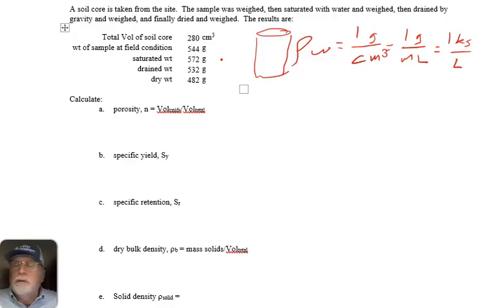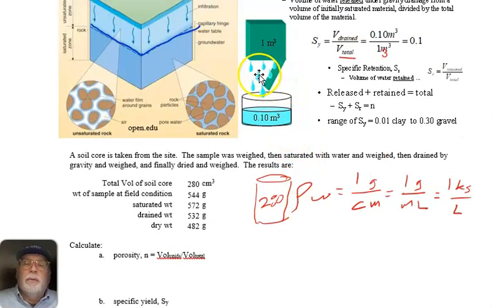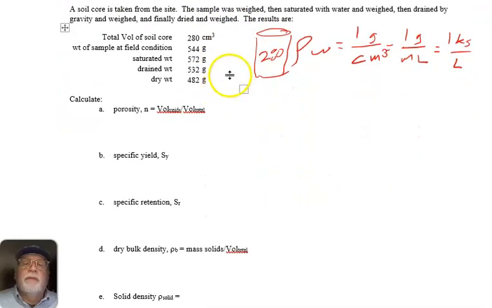So the whole thing is 280, and then I weigh it. It's partially wet, just taken from the field. It's 544 grams. I fill it with water. I weigh it again. It's at 572. I let it drain out by gravity, like I did here with this one, so I'll be able to get the specific yield from that. And it's at 532 left there. And then finally I dry it out completely and I get to 482.